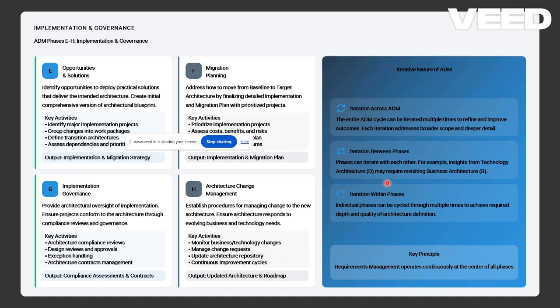Here the key principle, the central point, is requirements management. It is the center of all phases. It talks about the ADM life cycle here.